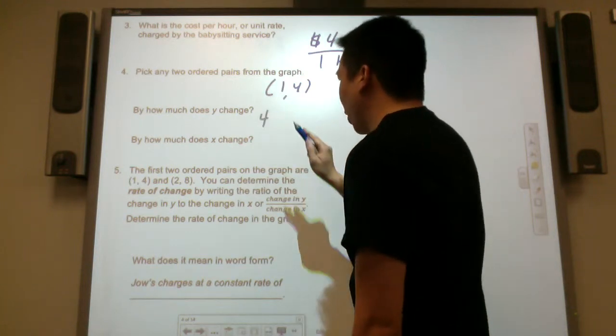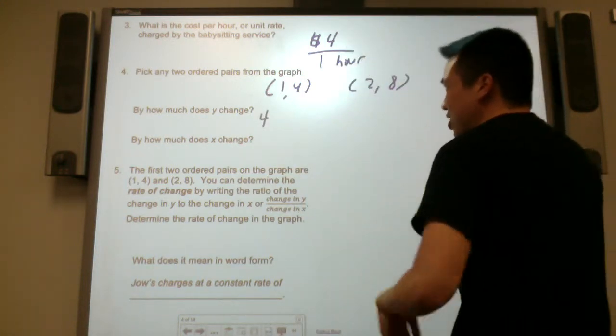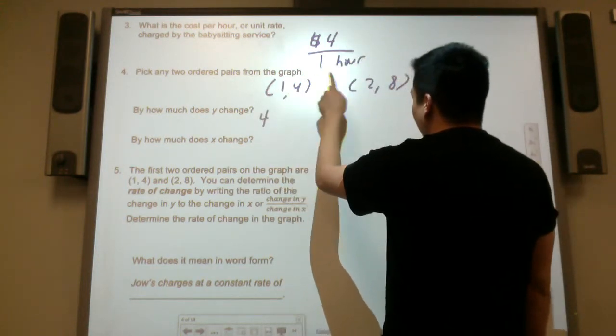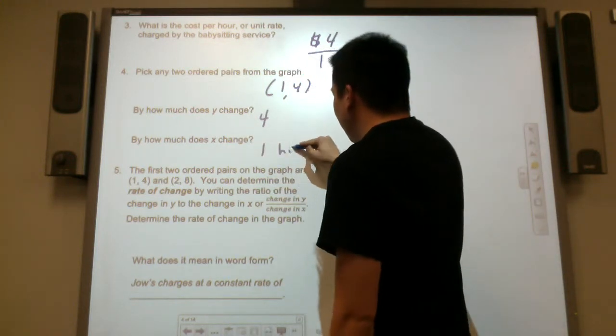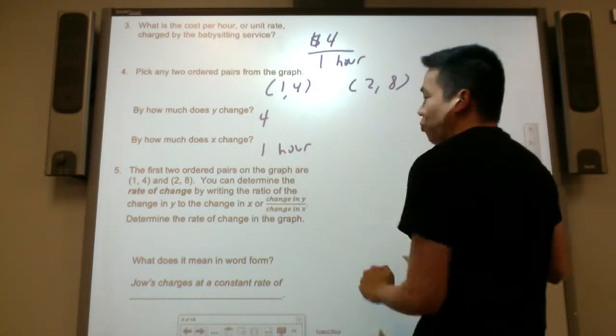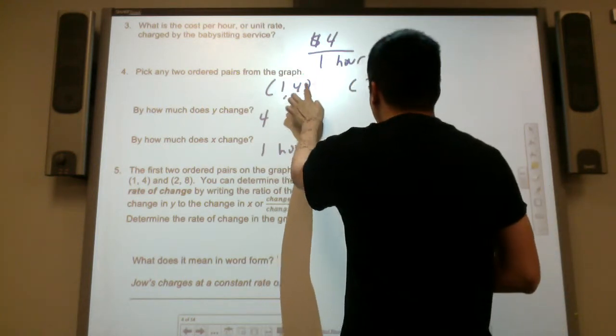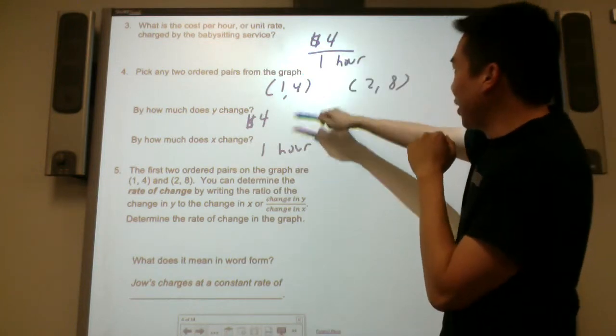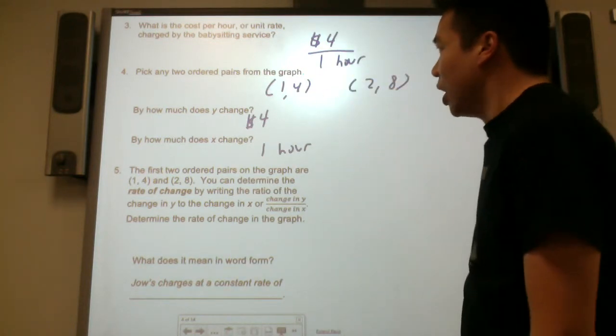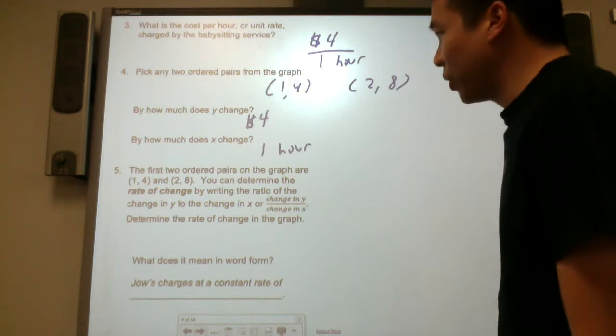It changes by 4. Does the x change? Does the hour change from 1 to 2? It does change by 1. So it changes from 1 to 2 by 1 hour. It changes the dollar amount by $4. Hey, isn't our unit rate right there? Interesting.